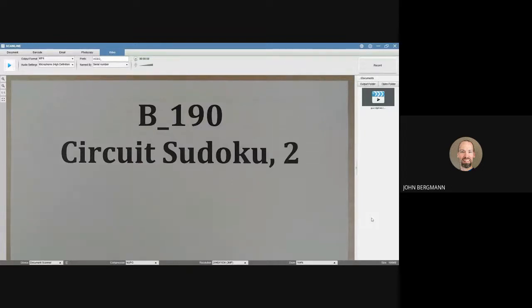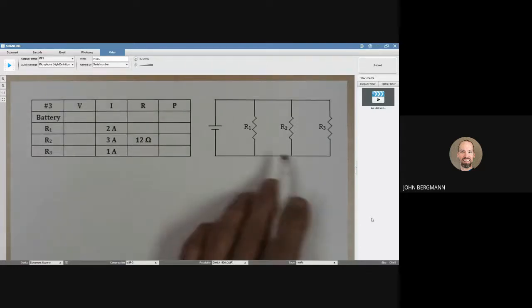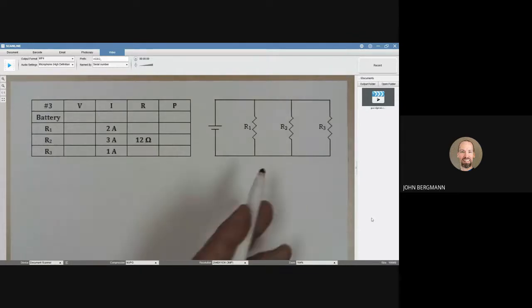Circuit Sudoku 2. So there's our circuit. All the resistors are in parallel. If we wanted to find an equivalent resistance, we'd have to use the 1 over rule.